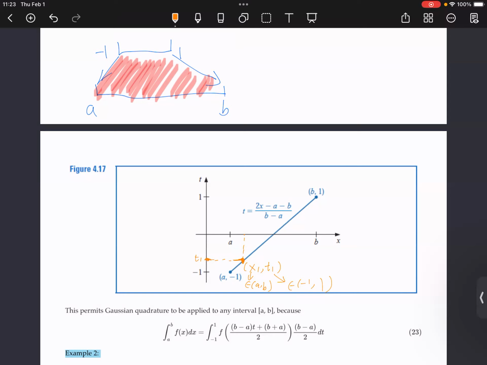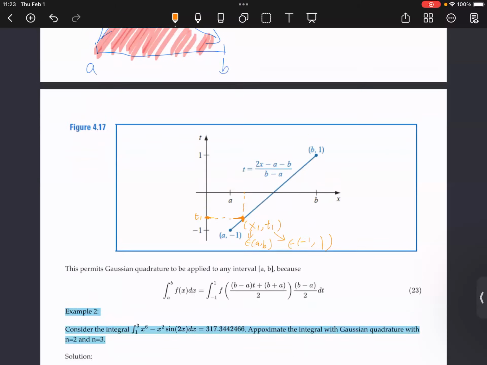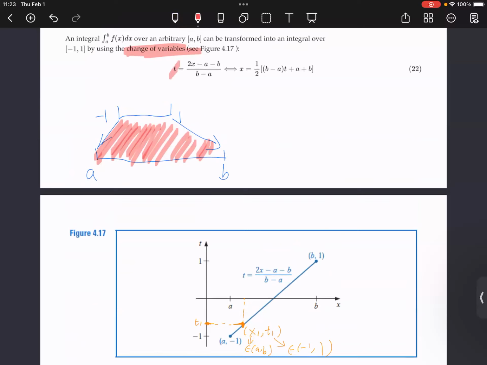So with this, now we get the change of variables formula, and it is this one. You can also write it this way. What we want is to answer the question: how can we approximate this integral on the interval AB? We can change the variable x to t, and then t would be in between -1 and 1 if we use this change of variable formula.